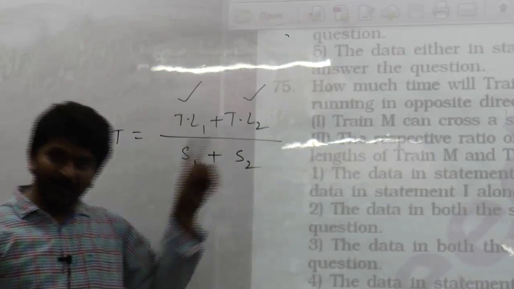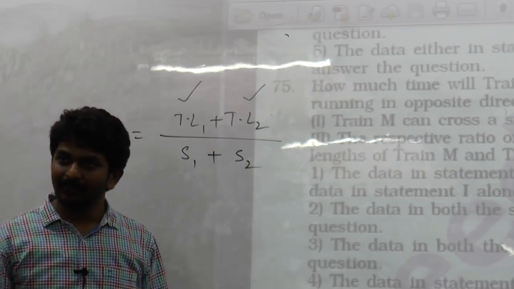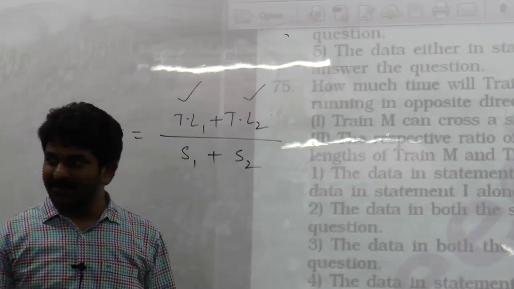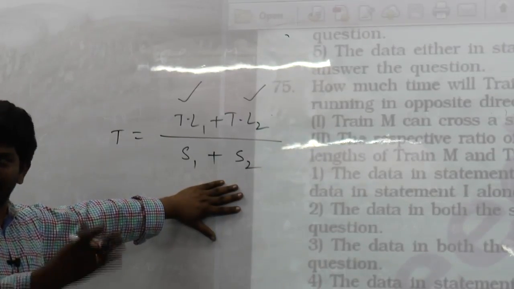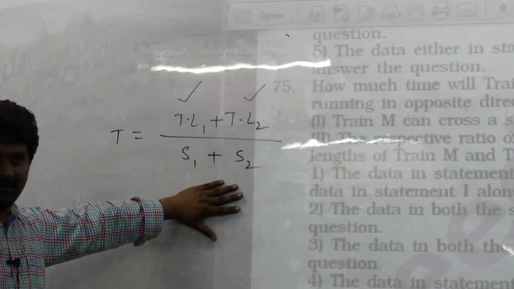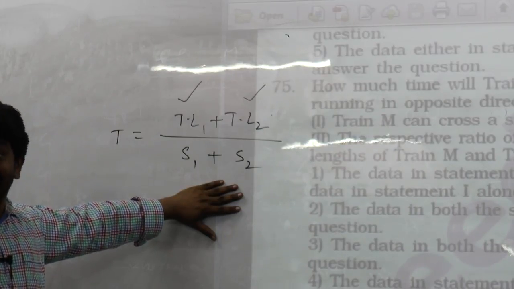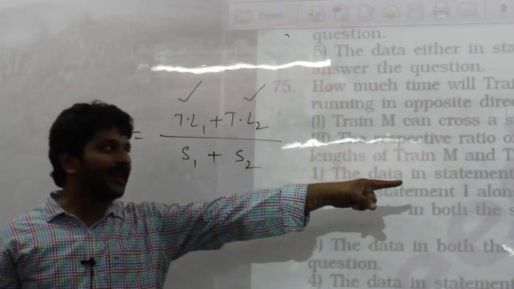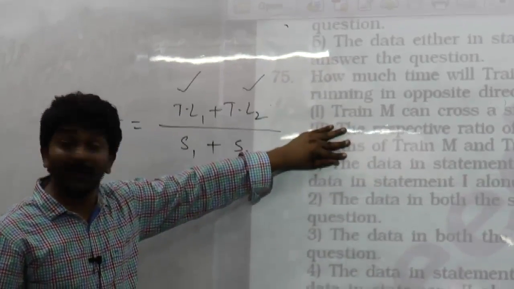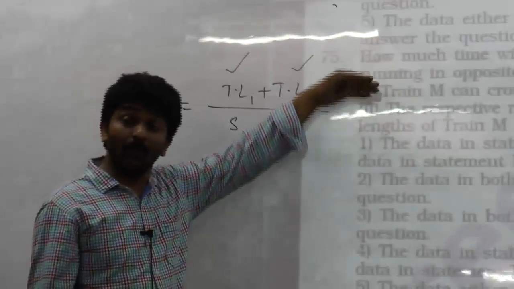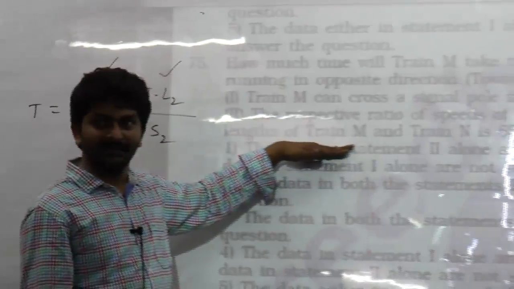But using that, can you calculate one part value? You cannot use number of parts, right? You should use speed in terms of kilometers per hour or meters per second. You need a physical number, but instead you are given a ratio. So will you get the answer from 2 alone?